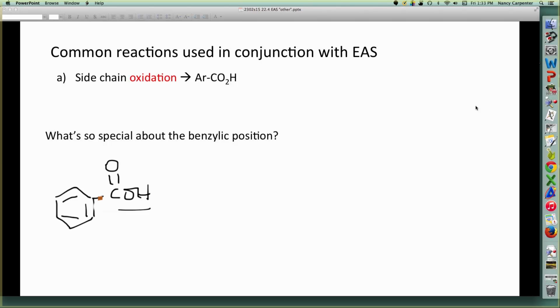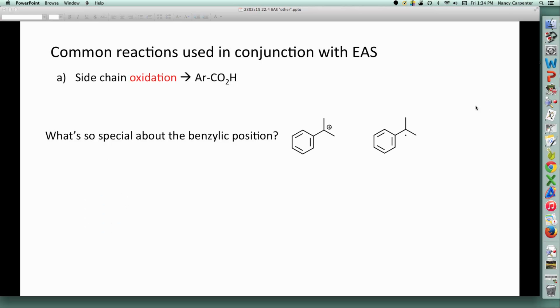Why can this happen? What's so special about that carbon, which is the benzylic carbon? Well, you remember that it's pretty easy to make a reactive center there. That's a very stable carbocation if we were to lose a leaving group, and it's a very stable radical if we were somehow able to form a radical at that position. So we're really not going to learn a mechanism because it's not well understood, but it's probable that the mechanism has something to do with a benzylic radical.